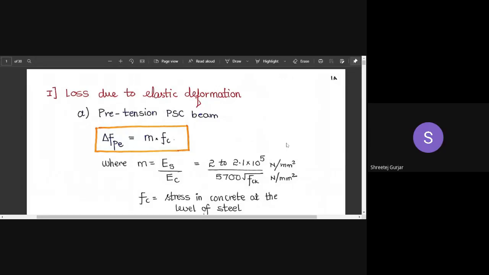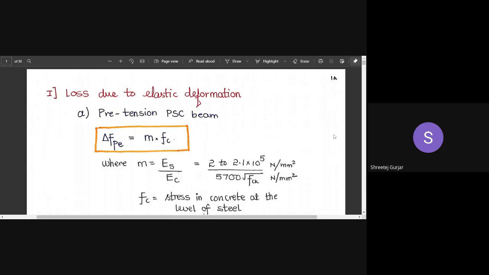Okay. So in this session, we'll have a brief discussion regarding losses. We'll solve a numerical and then we'll move on to deflection. Just a revision before we move on to your numerical. It's been a lot of time since the previous class. So we had a few losses, right?